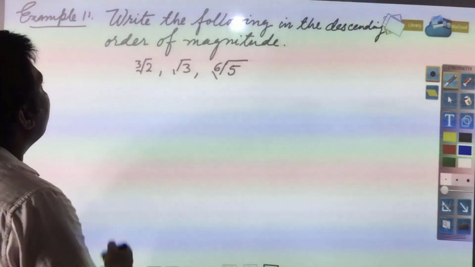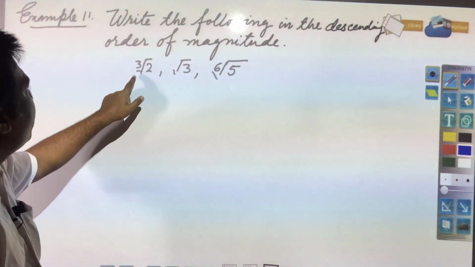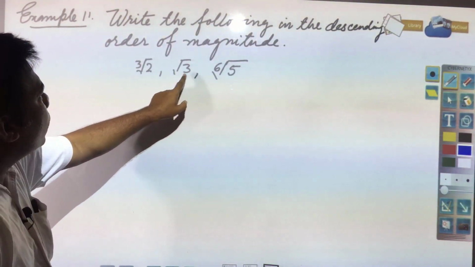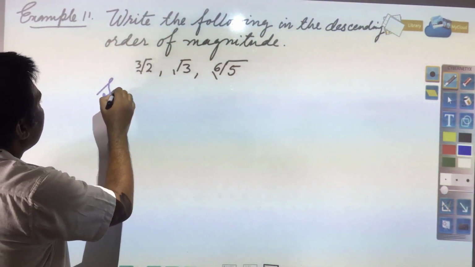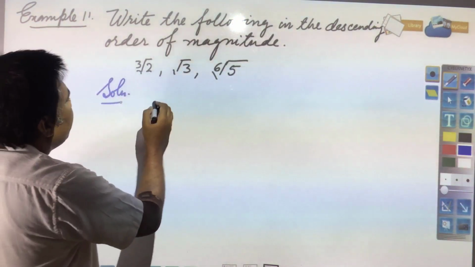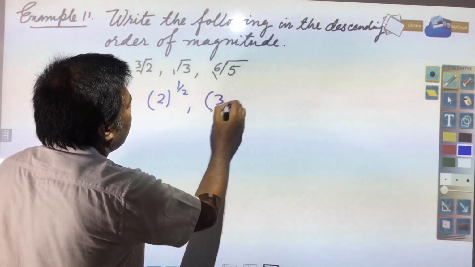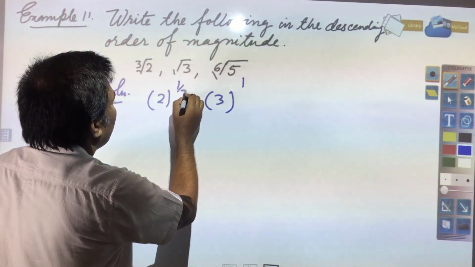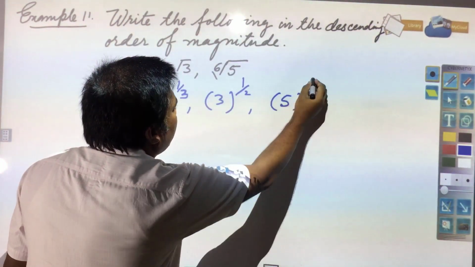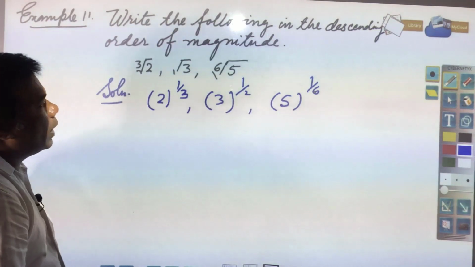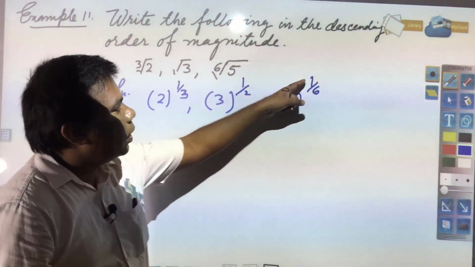Here you see, you have a question: write the following in the descending order of magnitude. You have been given cubic root of 2, root 3 and 6th root of 5. How we will solve this question? This can be written as 2 to the power 1 by 3, this can be written as 3 to the power 1 by 2, and 5 to the power 1 by 6. Now, you see powers are different, 1 by 3, 1 by 2 and 1 by 6.